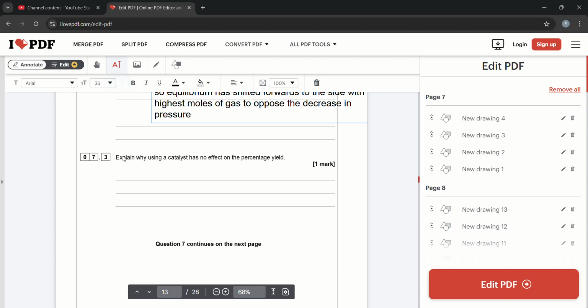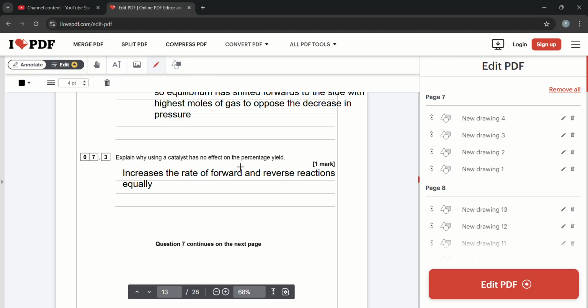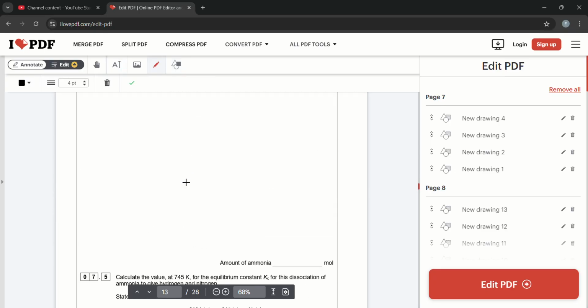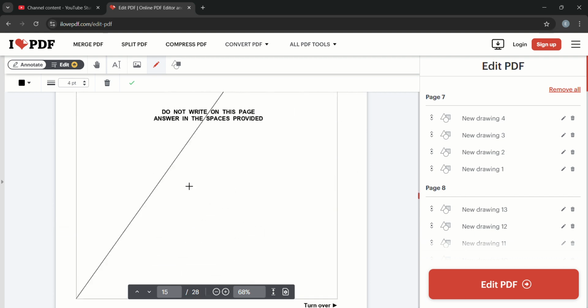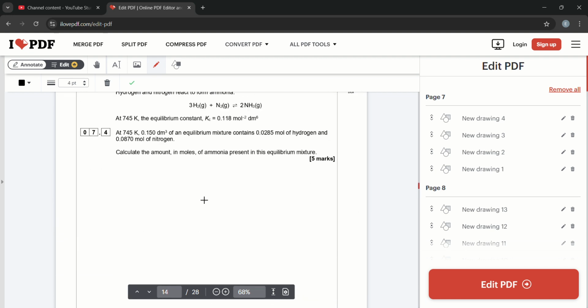Explain why using a catalyst has no effect on the percentage yield. This is a really nice question, really tricky question as well, and it's very specific, because a catalyst increases the rate of forward and reverse reactions equally, so therefore it has no effect on the percentage yield. Increases the rate of forward and reverse reactions equally. 7.4, 7.5, and that's it.